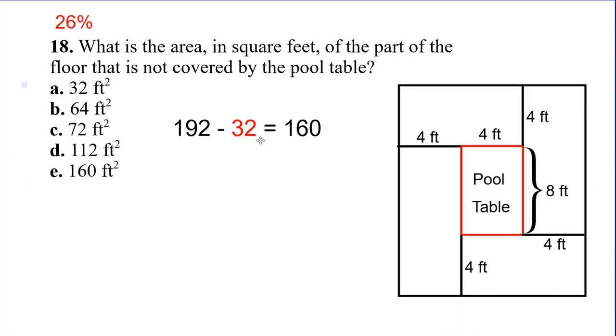And then area by decomposition, we're going to have to subtract the area. So we take the area of the whole thing, which was 192. That was from problem 16. And then we're going to subtract the area of the pool table because we want to know how much of the room is not taken up by the pool table. So that's going to be 192 minus the 32 that we have here, which is just 160. So E is an echo. And that's it. Looks like most of you guys got that.